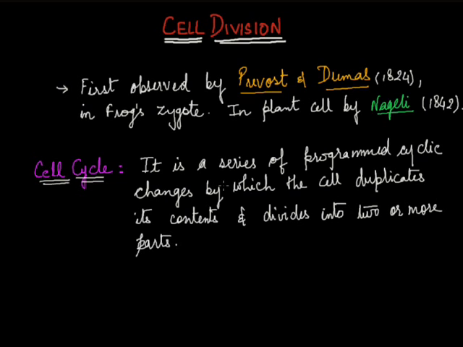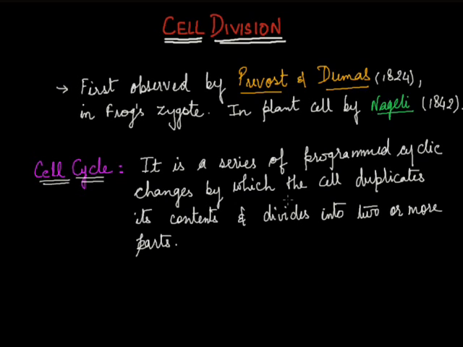By studying this definition of the cell cycle, we can make out two important points. The first is duplication of the contents of the cell, that is, before dividing the cell must duplicate all its content, be it the nucleus, the cytoplasmic organelles, or the cytoplasm. After it duplicates its contents, then it divides into two or more parts.